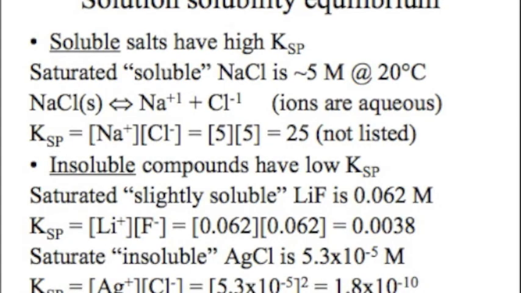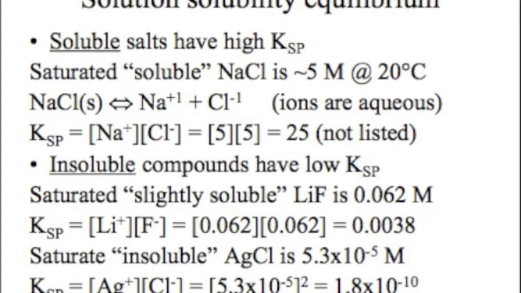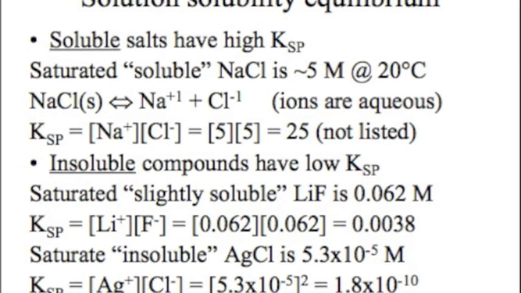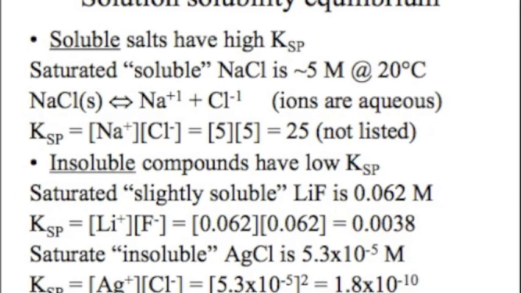It will dissolve the same way, except I didn't have room for the expression. Lithium fluoride forms lithium ions and fluoride ions, meaning that its Ksp would be lithium times fluoride. If the molarity is 0.062, then that means the lithium molarity is 0.062, and the fluoride molarity is 0.062. You'll multiply those together, because after all, P means product, right? Multiply product, 0.0038.